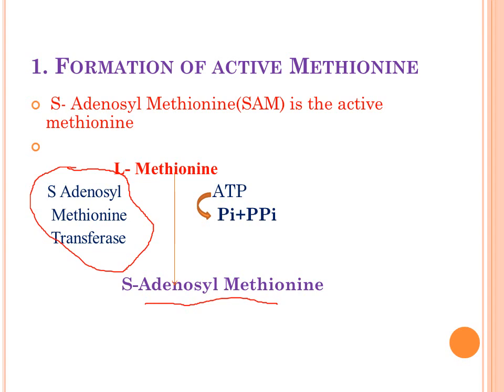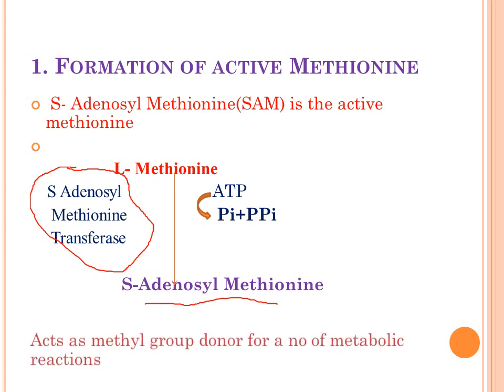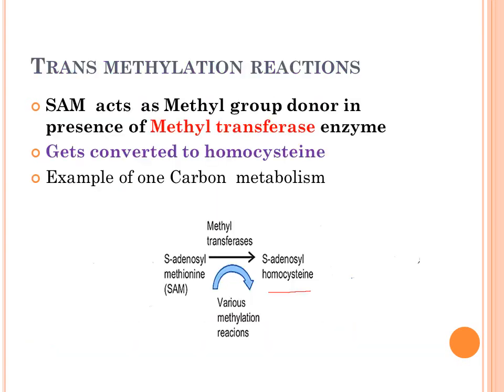3-phosphoryl group of ATP. Now this S-adenosyl methionine is going to act as a methyl donor, which will be utilized for various 1-carbon reactions. I hope you can recall some of the 1-carbon reactions we have already discussed during the course of other amino acids. Methyl transferase will be the enzyme involved during the various transmethylation reactions, and in this course S-adenosyl methionine will itself get converted to S-adenosyl homocysteine.